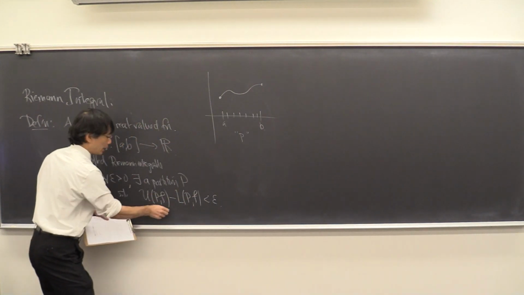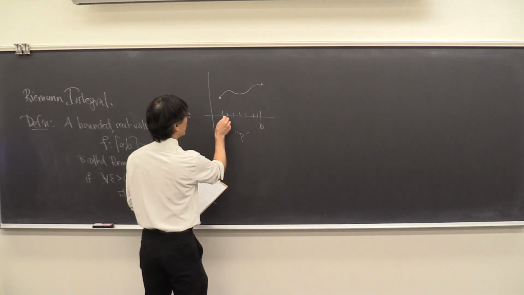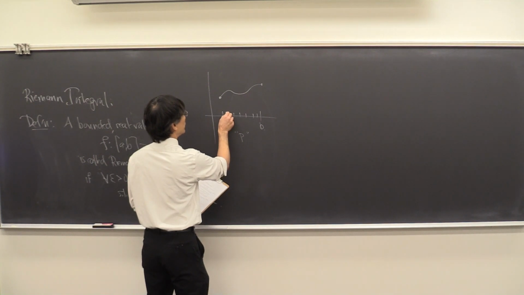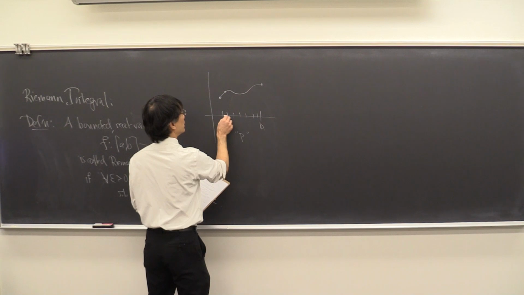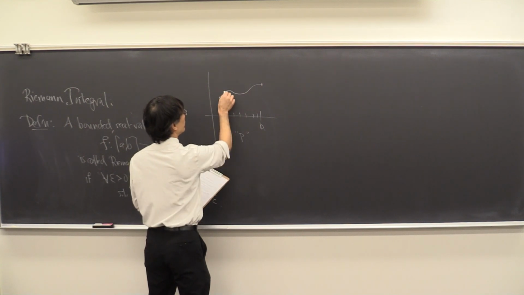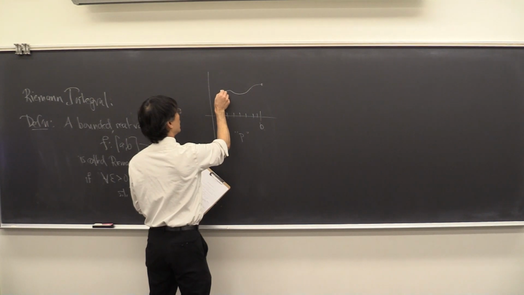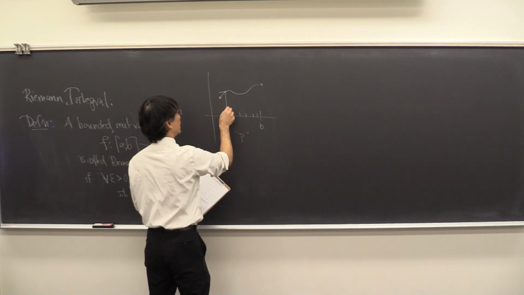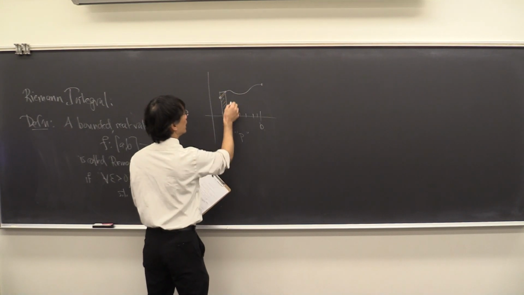This U(P, f) means the upper sum on that partition. So you take the partition, and then you take the supremum of the function on each interval. Over this interval, here's the supremum. You take that value and multiply it by the width of the interval, and so you get this area. And you do that for every interval.